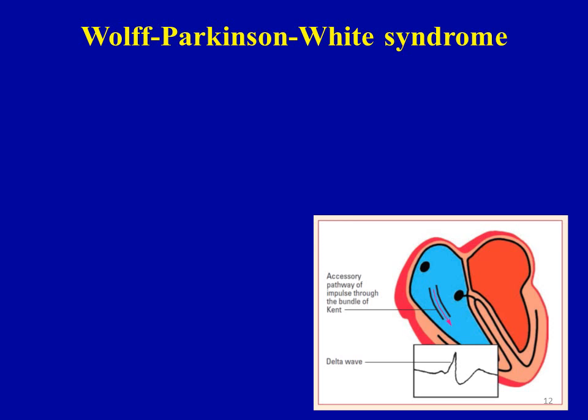Just to study this syndrome before we go to the ventricular arrhythmias, which is the Wolff-Parkinson-White syndrome. The problem in Wolff-Parkinson-White syndrome is that there is a conduction bypass that develops outside the AV junction, and this bypass or bundle connects the atria directly to the ventricles away from the AV junction. Like you can see here, we have an accessory pathway of impulse through the bundle of Kent.